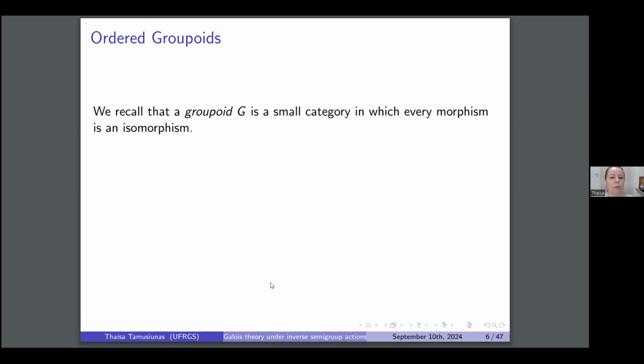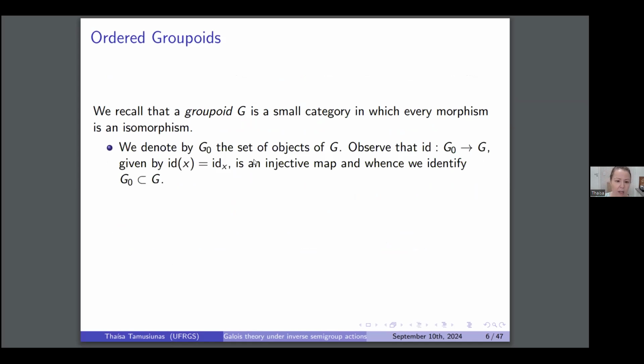First of all, what is an ordered groupoid? Well, before, we have to know what a groupoid is. A groupoid for us is a small category in which every morphism is an isomorphism. We denote by G0 the set of objects of G, and we will consider this set inside the set of morphisms by identifying it with this natural map.